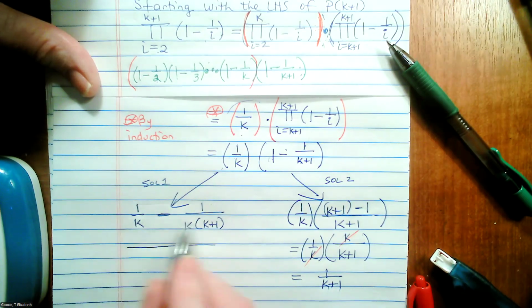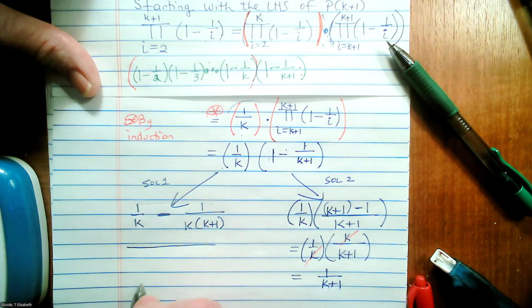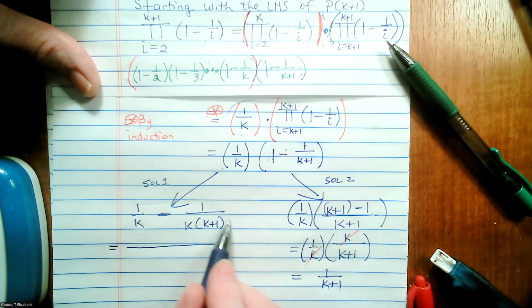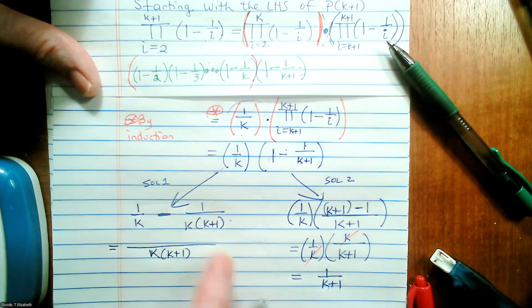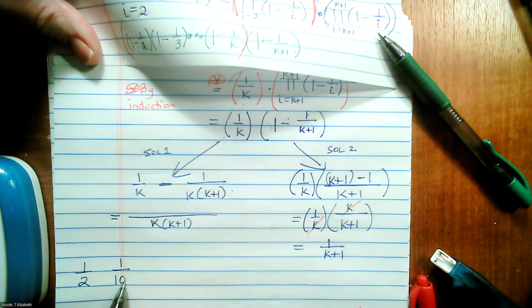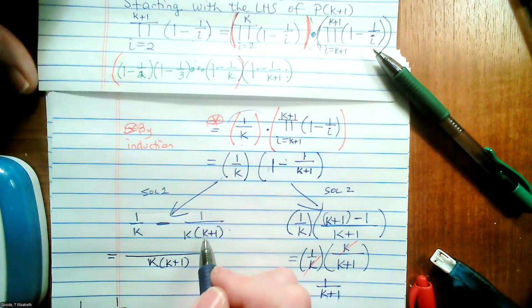What's the common denominator here if we're going to subtract these two? You've got to have enough to build the denominator of both of these. So it's going to be k times k plus 1. We want the bigger one, okay? Like if it was 1/2 and then 1/10, for the common denominator, you take the bigger one. You take the 10th, right? So it's kind of the same idea here.